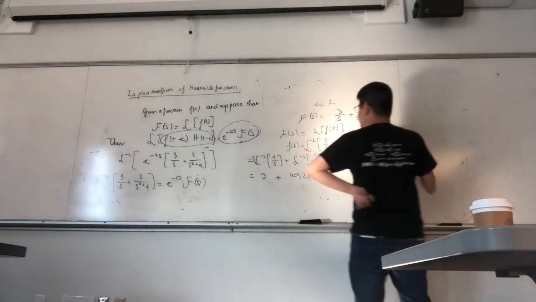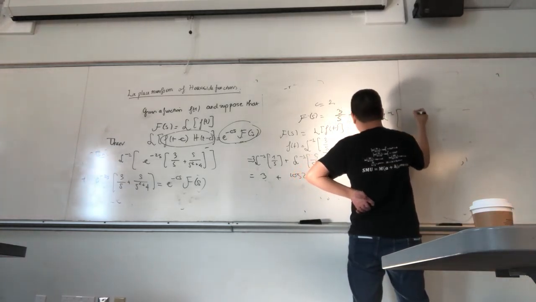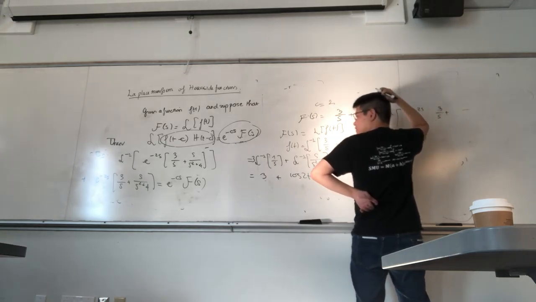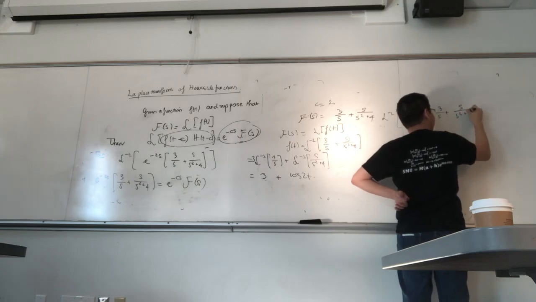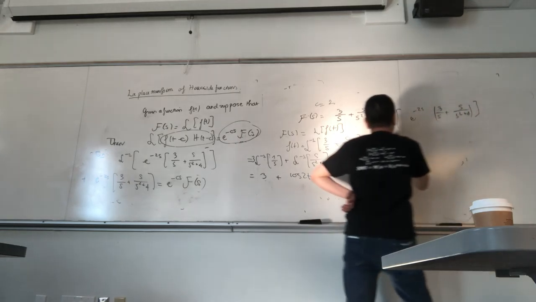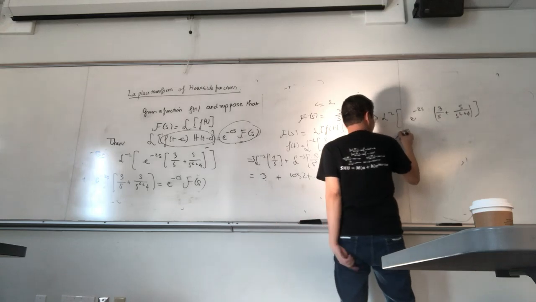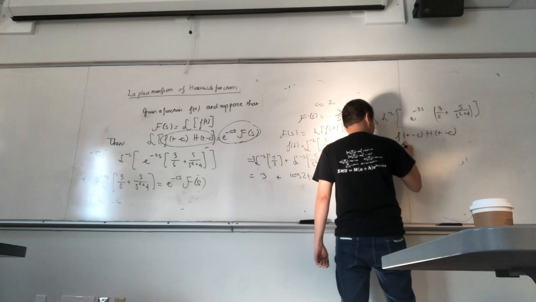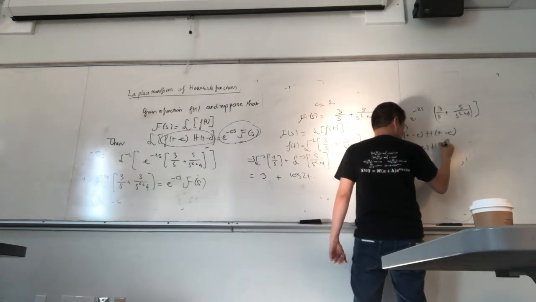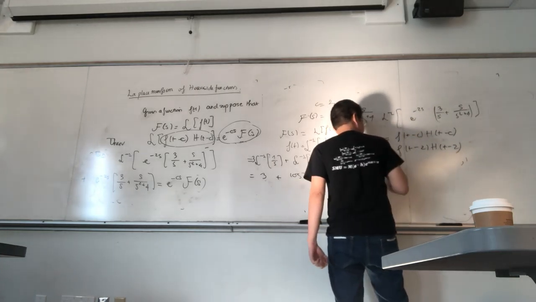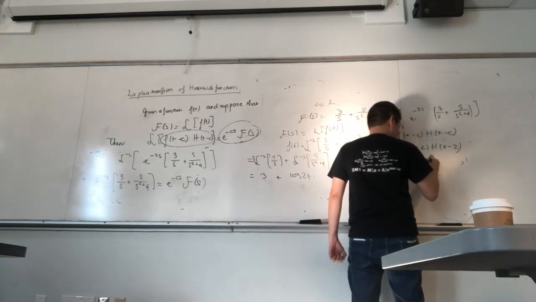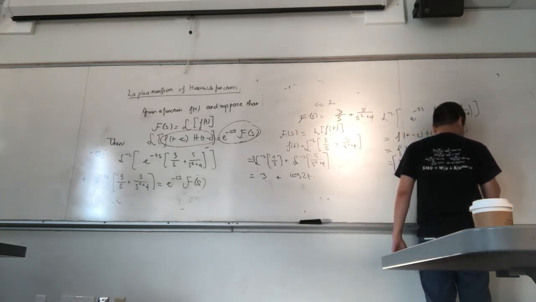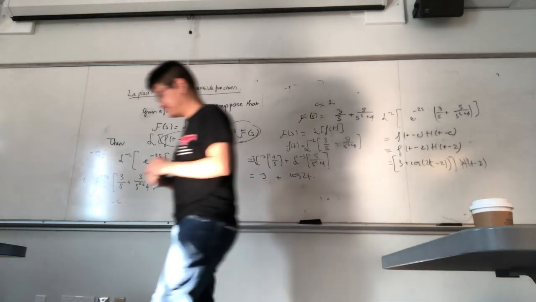Back your paper, please. So the inverse Laplace transform of that, 3 over s plus s over s squared plus 4, will be like this: f of t minus c, h of t minus c. But we know that c is 2, so this is f of t minus 2, h of t minus 2. And this gives me 3 plus cosine of 2(t minus 2) times h of t minus 2. Right?